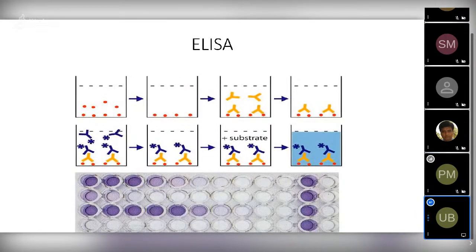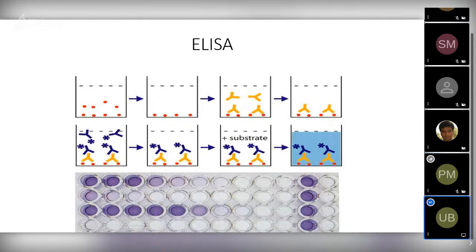Then you have ELISA. ELISA, you must have known about it. The same principle. This is a well, and you have the antigens coated in the well. If you want to detect the antibodies, if you want to detect the antigen, the antibodies can be coated.